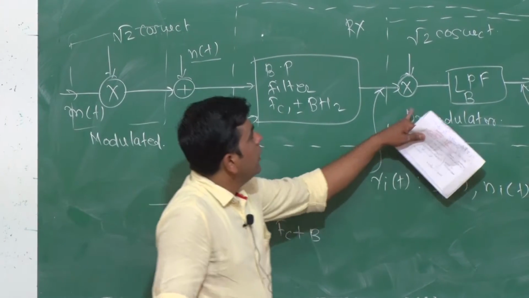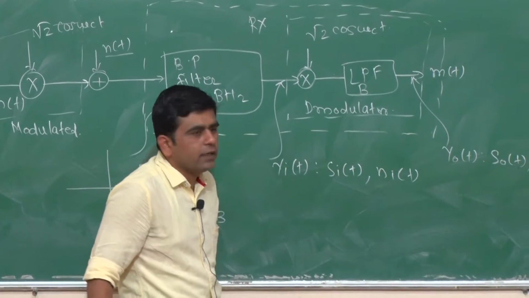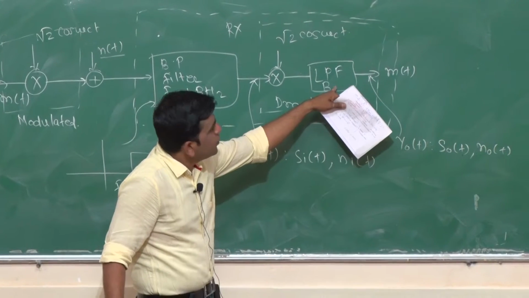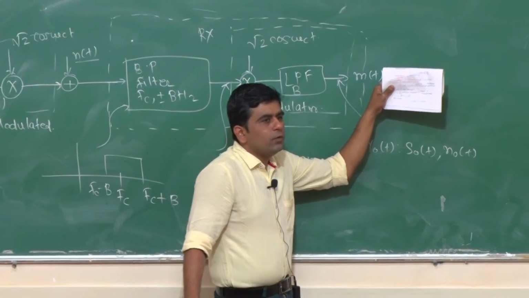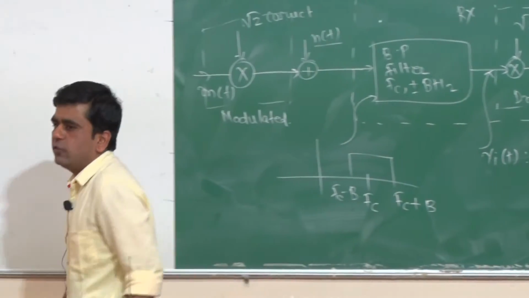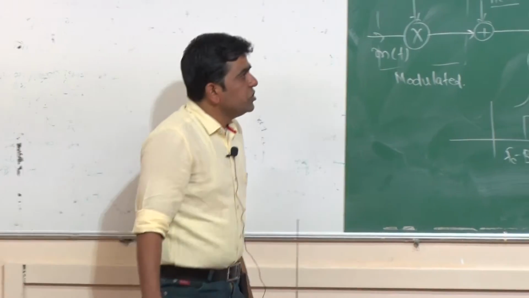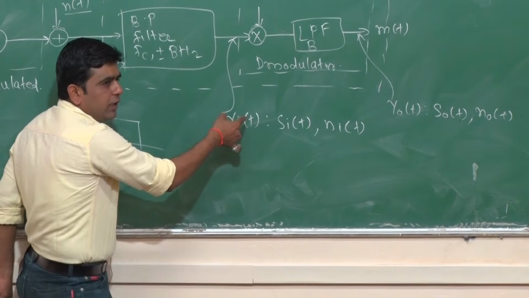Then it is going to demodulate it with the same carrier root 2 cos omega ct. At this point we will get a low pass filter, and finally we will get the message signal m of t, which is filtered out from your low pass filter. So here generally we have to analyze the performance of this system at the demodulator level.